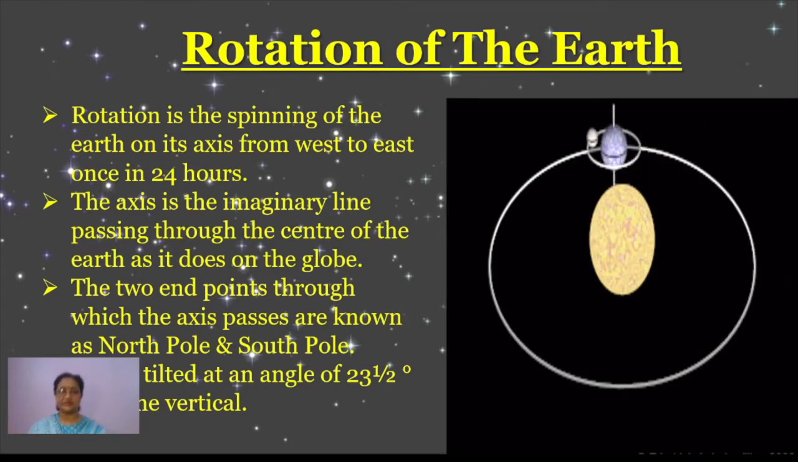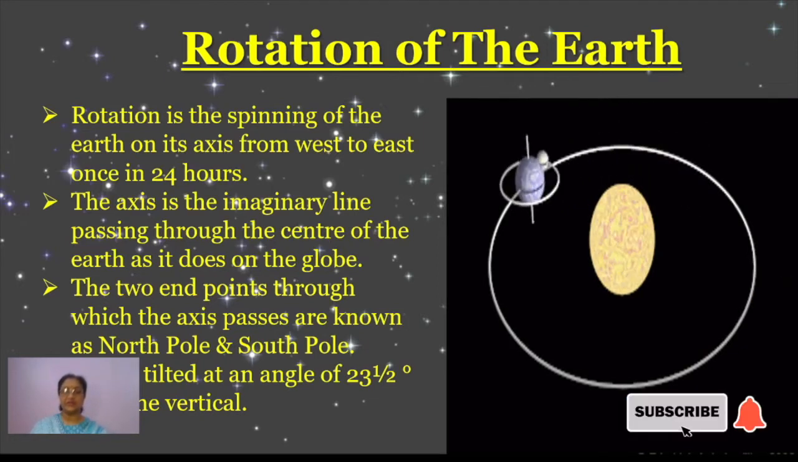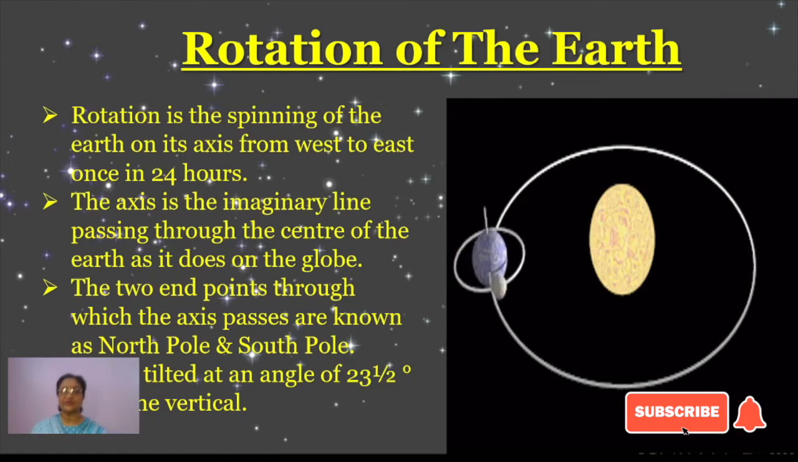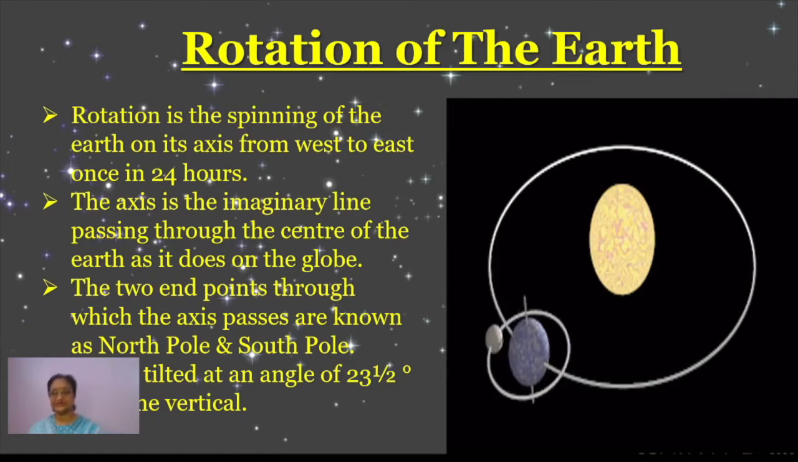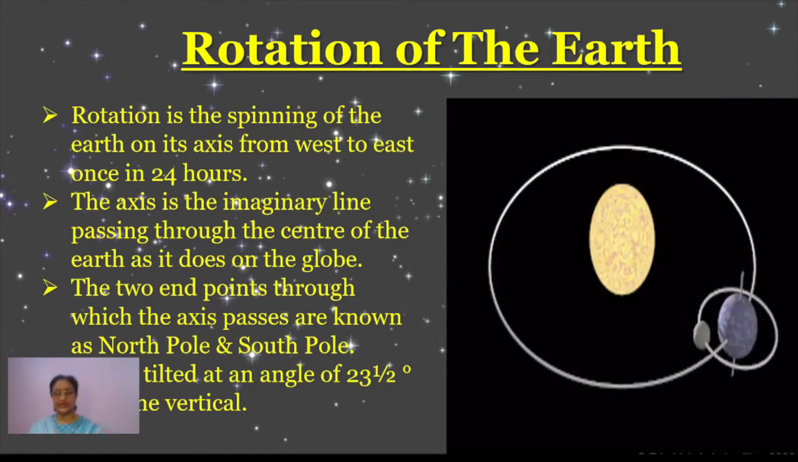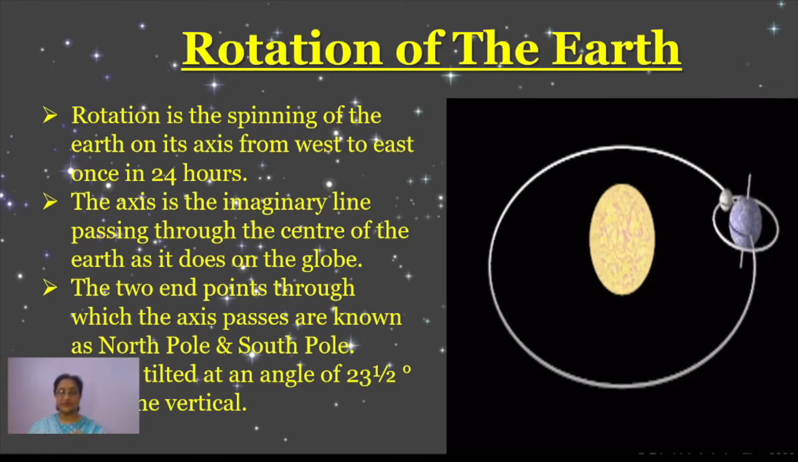Now rotation, in other words, is the spinning of Earth on its own axis from west to east. And how much time is taken by it? Once in 24 hours. That means the time taken is almost 24 hours.